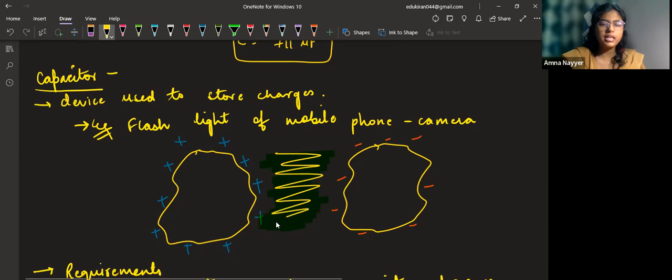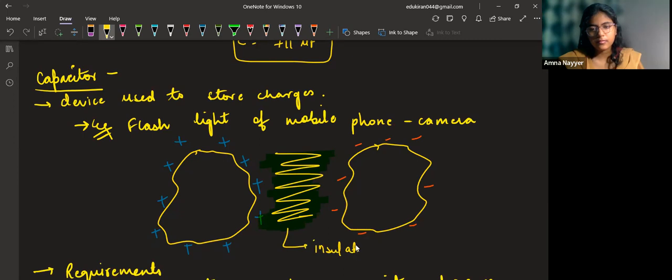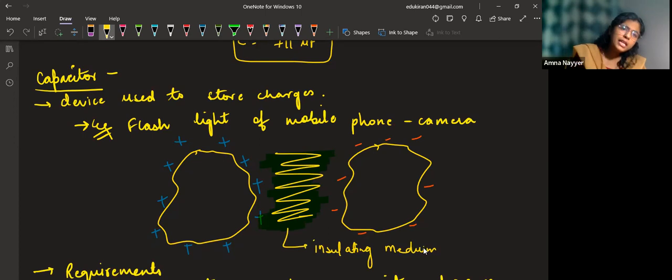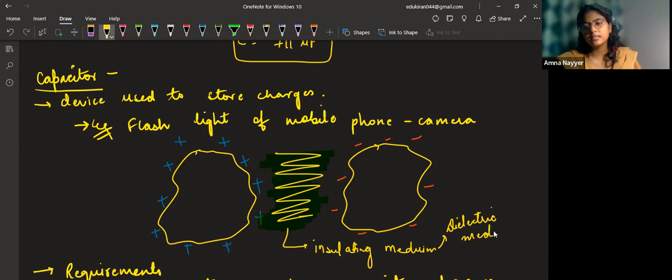So here you are having an insulating medium. Insulating medium you can say, or even you can use the term dielectric medium. So this is how you can construct a capacitor. But standard capacitors which actually come are of definite sizes and shapes. So three of them I'll mention to you, out of which one you have to do in very much detail.